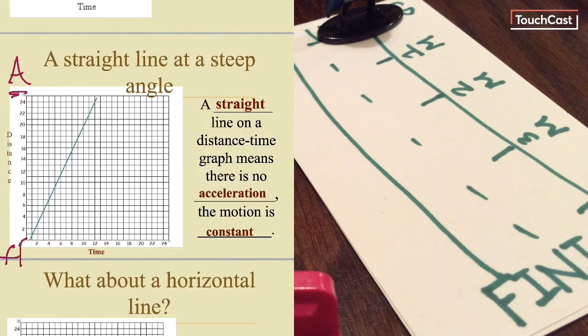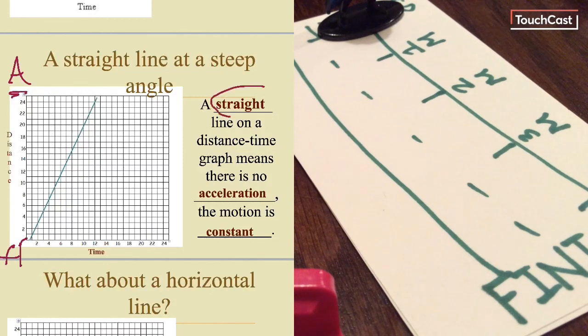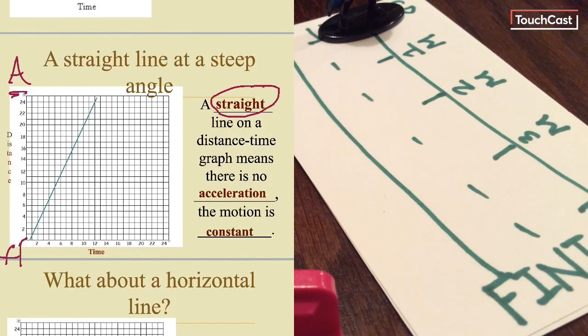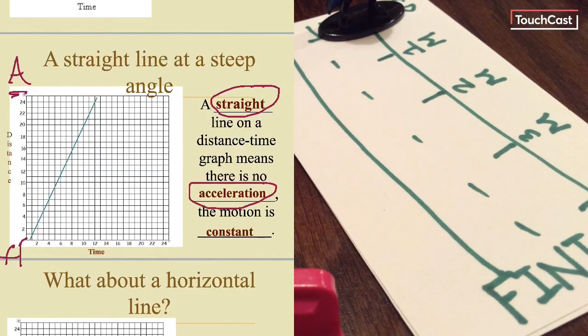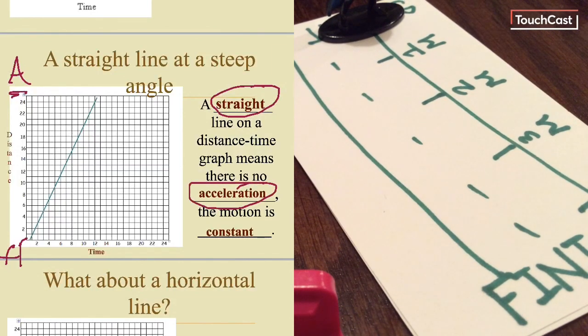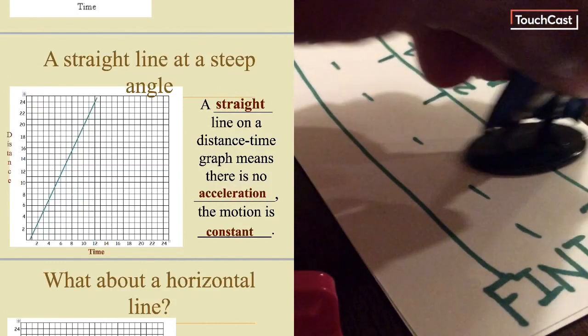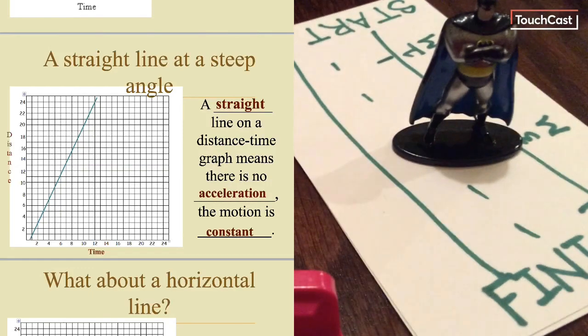All right, let's fill in our blanks. The first blank is that a straight line on a distance time graph means that there's no acceleration. By straight line, we mean straight diagonal, and the motion is constant. What you will want to remember about constant motion is that the speed and direction of the motion is the same. I've got Batman here, and he is going to demonstrate with our start and finish line what this would look like. So, the line is straight.